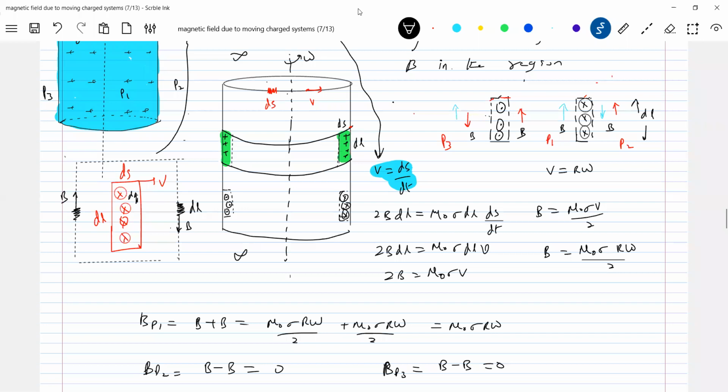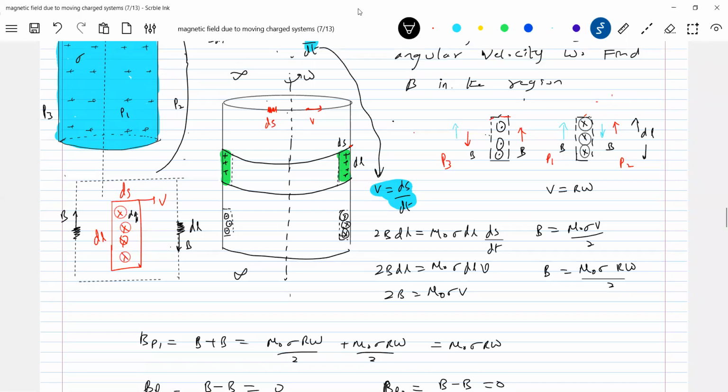So therefore, for a rotating charged cylindrical shell, the field will be confined. Field will be there only inside the pipe, and how will it be directed? It will be directed in the direction of omega. Is it okay? The direction of B bar inside the cylindrical pipe will be directed along the axis of the cylinder. Look at the resultant B bar. Resultant B bar will be in this direction. What about field here? Will be zero.